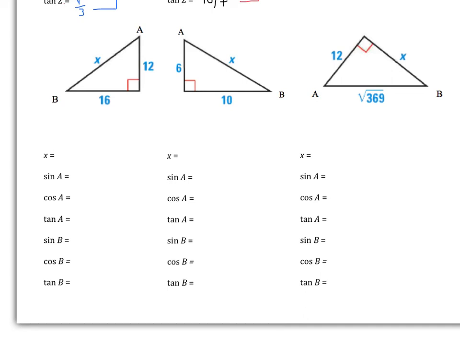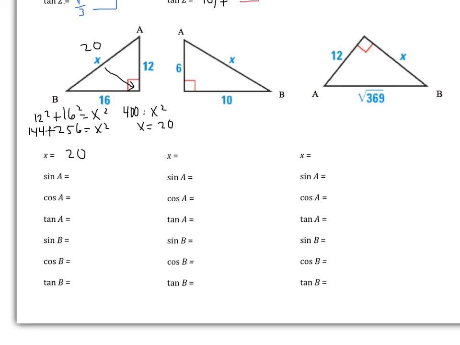We're going to start by finding x, so we need to use the Pythagorean theorem. I have 12 squared, add 16 squared equals x squared. X is the hypotenuse because it's across from the right angle. This gives me 144 plus 256 equals x squared. So 400 equals x squared, and x equals 20. And then I'm going to put that in my figure. And now I'm ready to go.